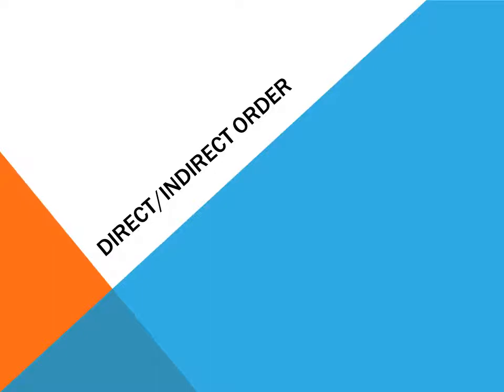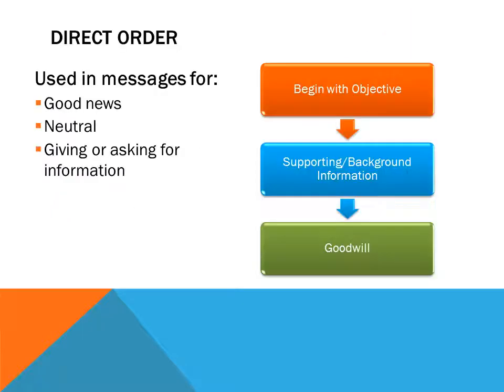Let's take another look at direct and indirect order when writing our messages. So when we are delivering a good news or a neutral type of message, we're going to use the direct order. We'll also use direct order when we're asking for information or just simply giving information to our reader. With the direct order, we begin with the main objective right away in the first paragraph. We follow that up with supporting or additional background information, and then we close with goodwill.